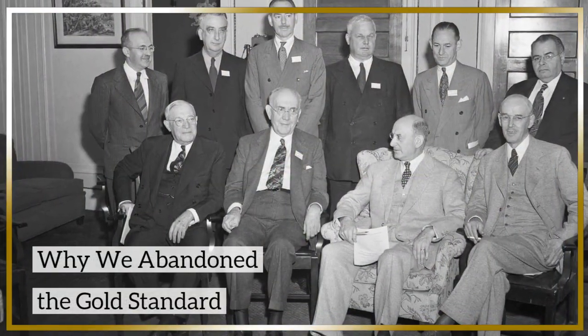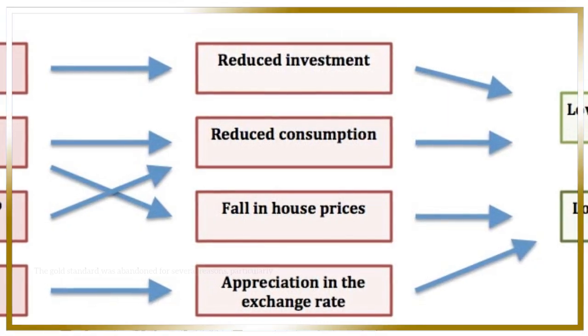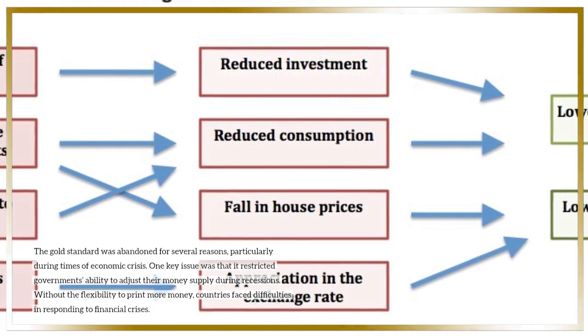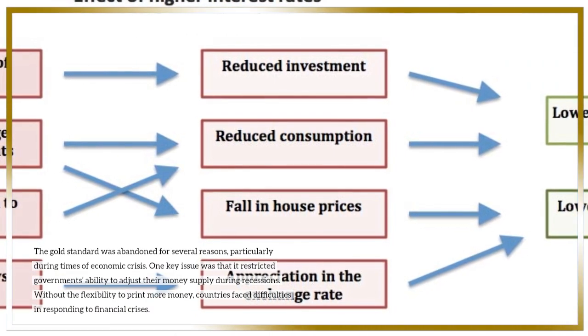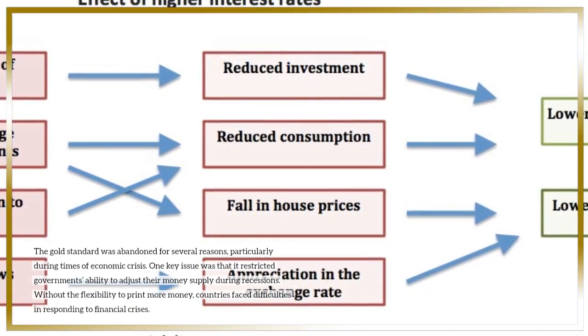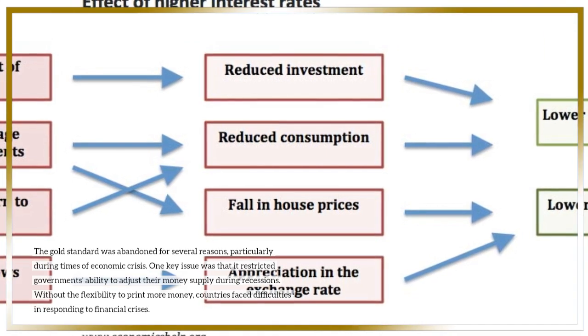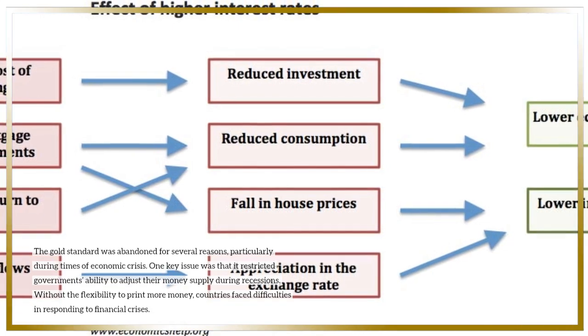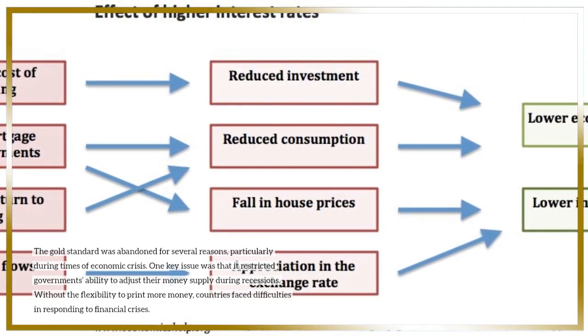Why we abandoned the gold standard. The gold standard was abandoned for several reasons, particularly during times of economic crisis. One key issue was that it restricted governments' ability to adjust their money supply during recessions. Without the flexibility to print more money, countries faced difficulties in responding to financial crises.